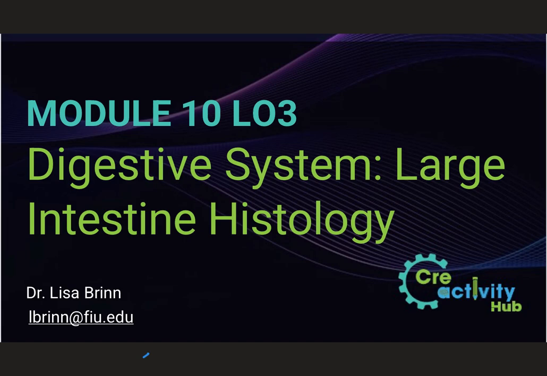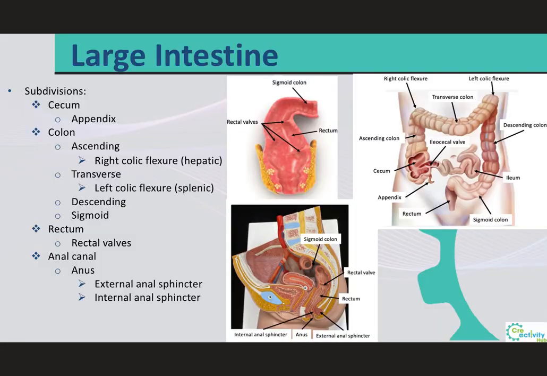Hello everyone. For learning outcome number 3, we're going to be covering now the large intestine, more specifically the histology of the large intestine. The large intestine will run from the appendix all the way to the anus, and despite it being about 1/2 as long as the small intestine, it is called the large because it is more than twice the diameter of the small intestine.